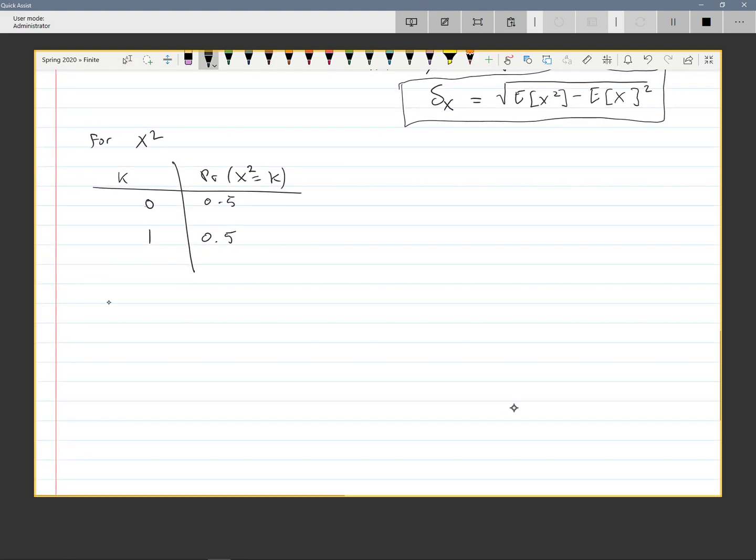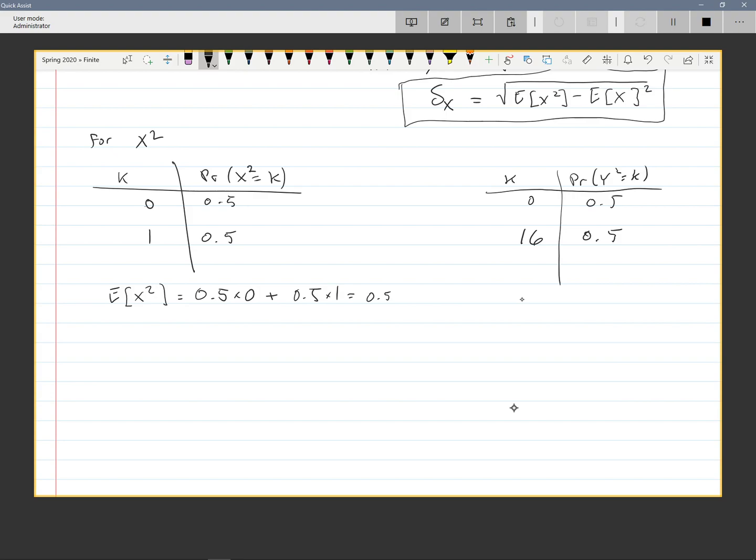And so then the expected value of x squared equals 0.5 times 0 plus 0.5 times 1, which equals 0.5. While for the expected value of y squared, the probability that y squared equals k, it had values 0 and 16, so when we square negative 4 and 4, they both go to 16. Each is going to be 0.5. So the expected value of y squared equals 0 times 0.5 plus 16 times 0.5, which equals 8.